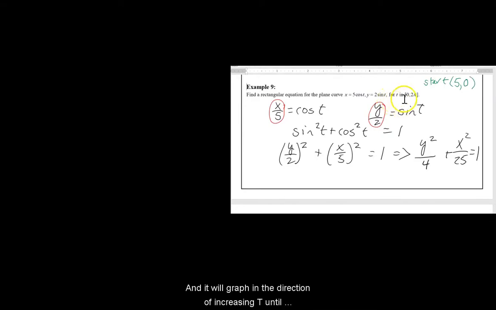Then it will graph in the direction of increasing t until we reach 2 pi. Because 2 pi is the same value as 0, however, this means that it is going to stop at the same point. While it is difficult to tell, after some experience with parametric curves, you'll come to see that this must mean it traverses the curve one full time. In other words, this is going to graph our ellipse one time all the way around.